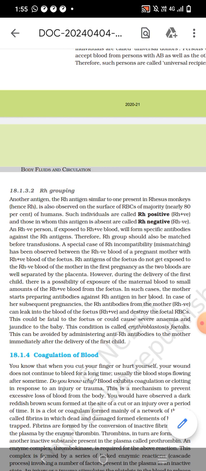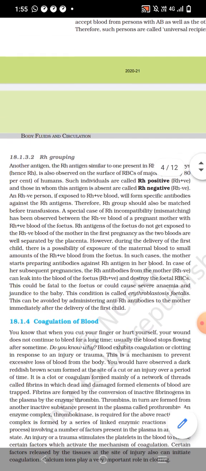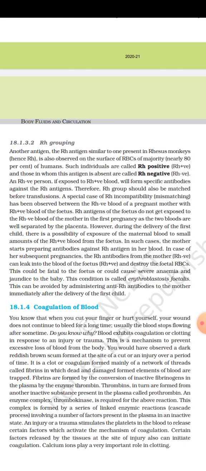A special case of Rh incompatibility, or mismatching, has been observed between the Rh negative blood of a pregnant mother and the Rh positive blood of the fetus. Rh antigens of the fetus do not get exposed to the Rh negative blood of the mother in the first pregnancy, as the two bloods are well separated by the placenta. However, during the delivery of the first child, there is a possibility of exposure of maternal blood to small amounts of Rh positive blood from the fetus. In such cases, the mother starts preparing antibodies against the Rh antigen in her blood.